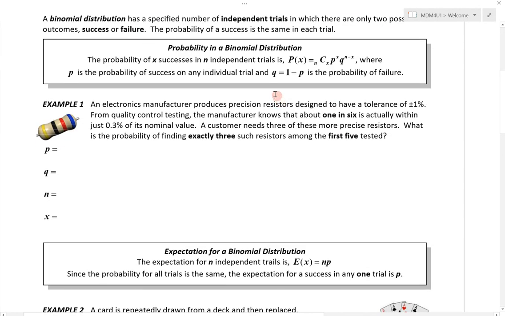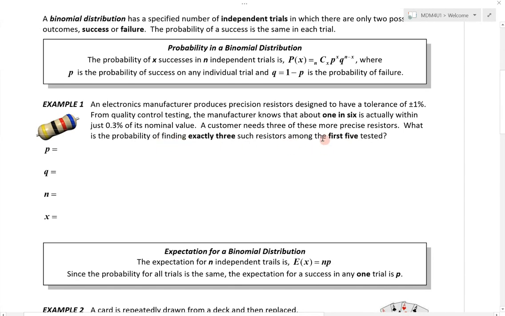So let's look at applying this binomial distribution to a problem. An electronics manufacturer produces precision resistors designed to have a tolerance of plus or minus 1%. From quality control testing, the manufacturer knows that about 1 in 6 is actually within just 0.3% of its nominal value. A customer needs 3 of these more precise resistors. What is the probability of finding exactly 3 such resistors among the first 5 tested?